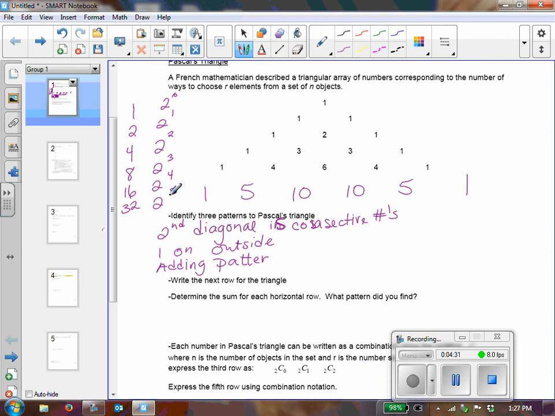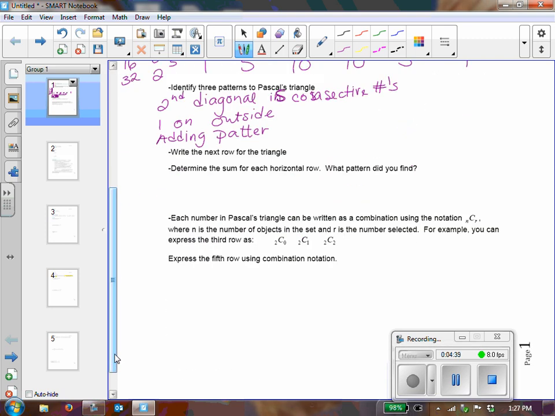Each number of Pascal's triangle can be written as a combination using the notation nCr, where n is the number of objects, r is the number of selected objects. For example, you can express the third row as combinations. Remember when r is 0, or n and r are the same, what's the value? 1. So we know that this would be 1, this would be 1, and this would be 2. So this is the link from Pascal's triangle to the binomial theorem.